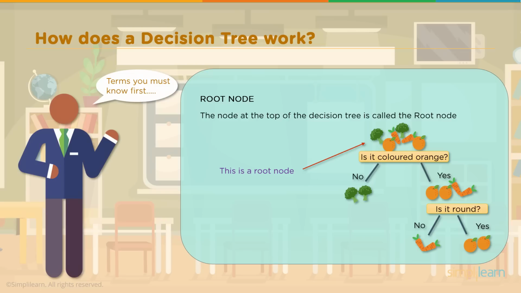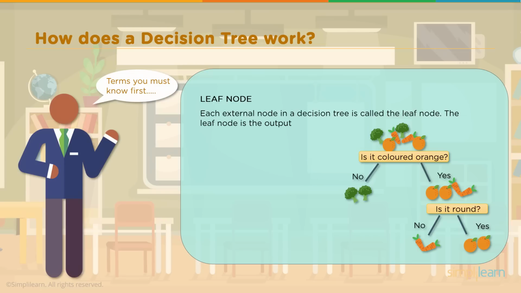This is a root node at the top. Each external node in a decision tree is called the leaf node. The leaf node is the output. And you can see down here we have our broccoli and we have our carrots and our oranges. Each one of those is a leaf node.